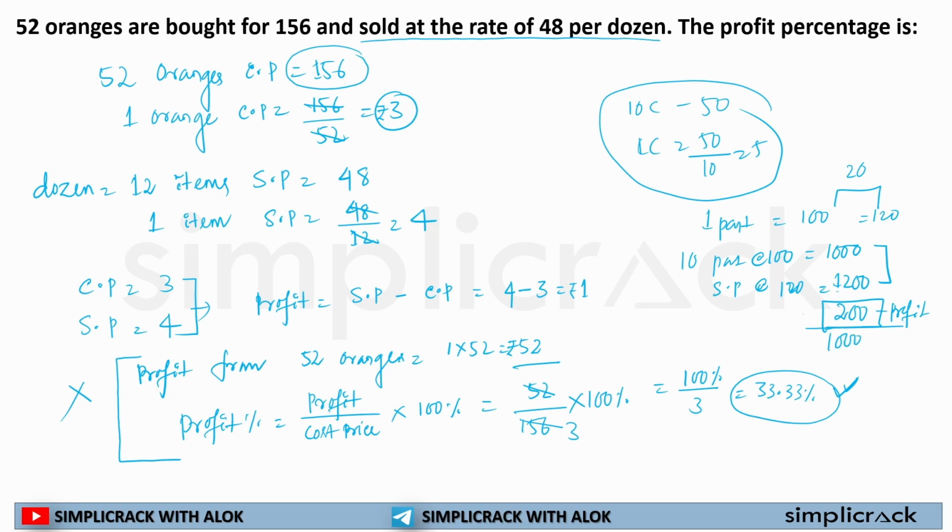So if I have to calculate profit percentage, it will be profit divided by cost price multiplied by 100%. And if I solve it, if I divide 1000 by 200, I'll get 5. So it will be 100% divided by 5, equal to 20. So my profit percentage is what? 20%.